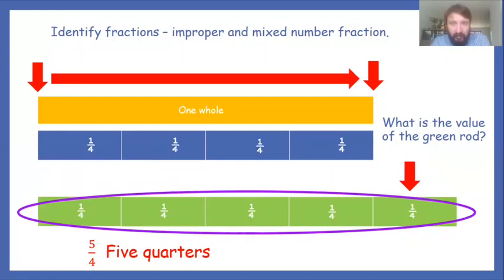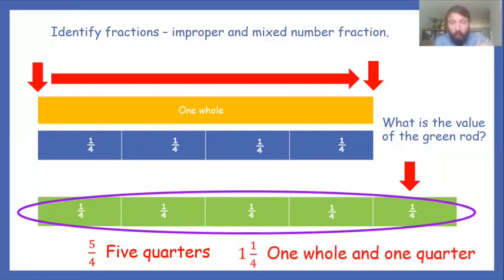Now, what does that look like as a mixed number fraction? That would look like 1 whole and 1/4. Okay, whereas you can see my yellow is my whole, or my 4 parts, my 4 quarters make up my whole, and then I have an additional quarter. So 1 whole and 1/4. Okay, I'm hoping that's made sense to you. If not, rewind the video back, have another look. Okay, let's move on.